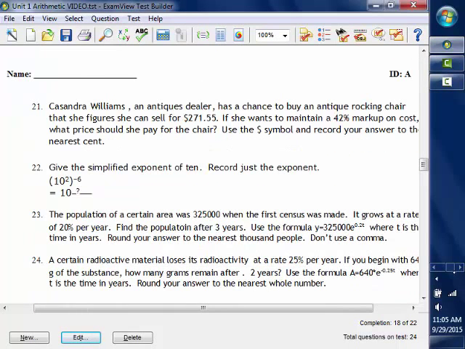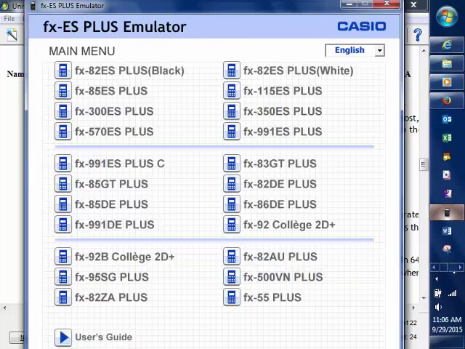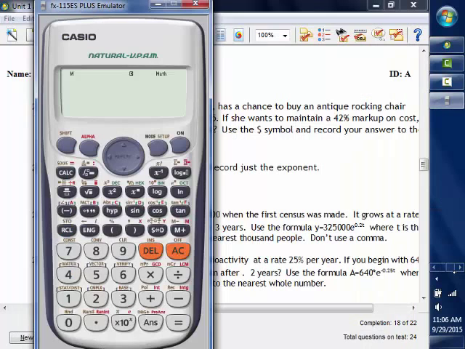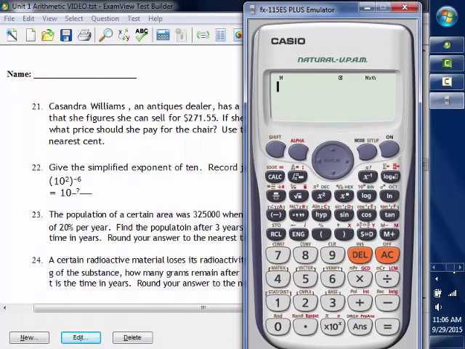Give the exponent of 10. These are pretty easy. Remember, if you have a number to a power, you multiply exponents, so you get 10 to the 2 times negative 12, which is negative 6, which is negative 12.